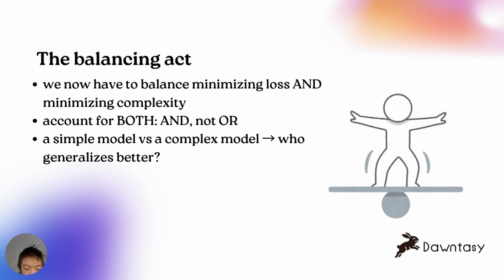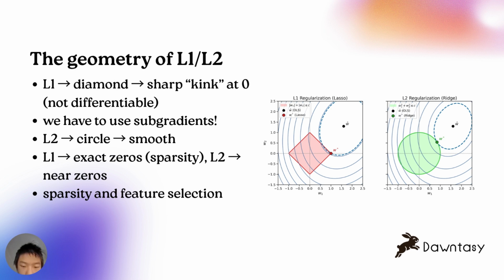L2 is smoother because we're using the square. It's like a parabola in some way. So it forms a circle, and in this case, it's smooth. There are no sharp kinks or anything, unlike L1. And thus, we can make some claims about the behavior of them at 0. L1 forces weights to be exactly 0. This is called sparsity. L2 makes weights near 0.